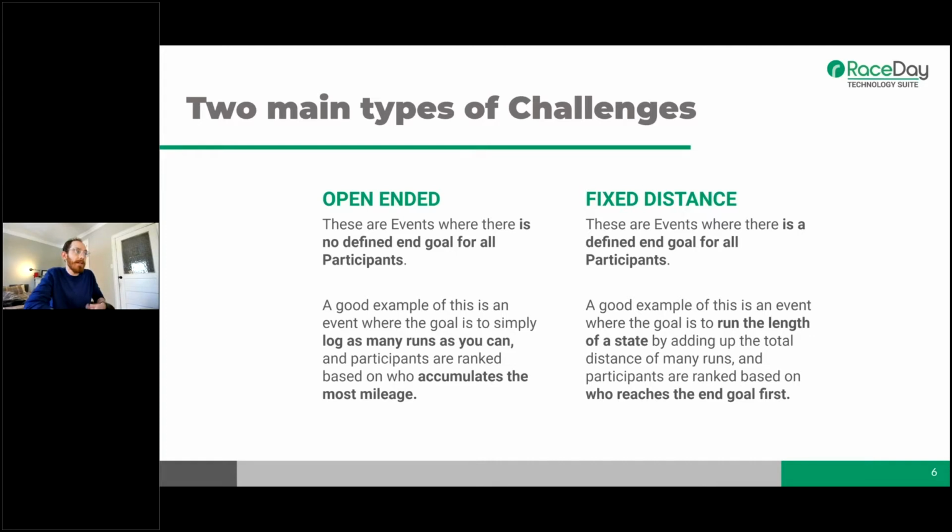So, running along through a state or a country or something like that, it's a little bit different because we don't want to see who's done the most amount of mileage necessarily. We want to see who reached the end goal first. So we have some different examples of ways to set things up with challenges that cater to these different types, better or worse. So let's talk about that.